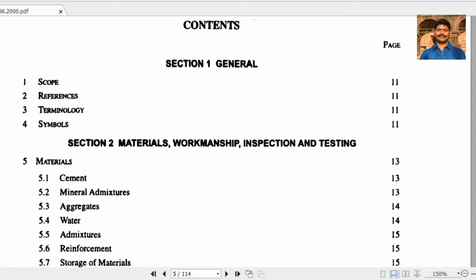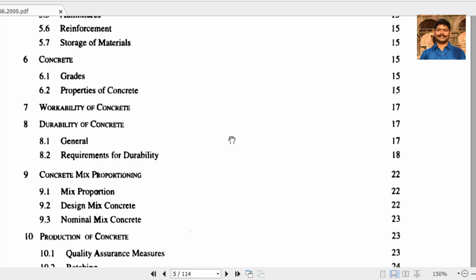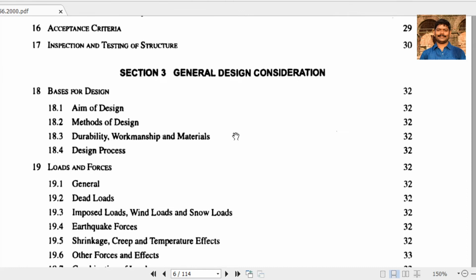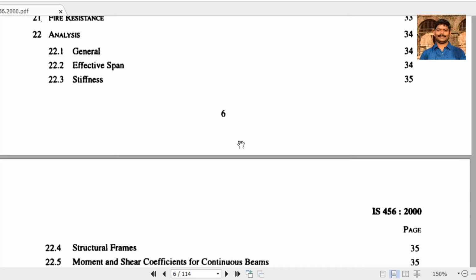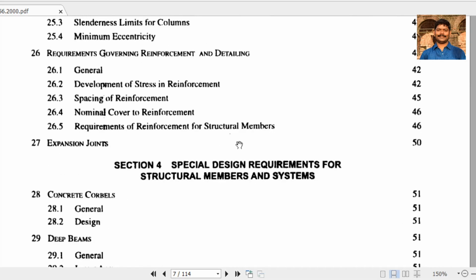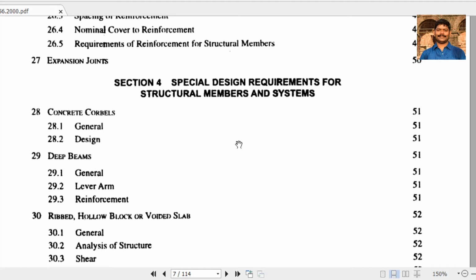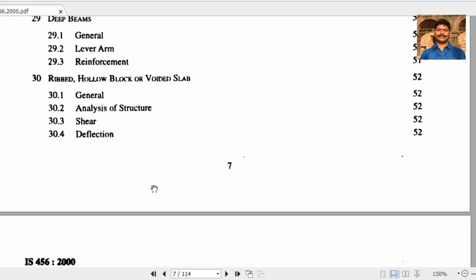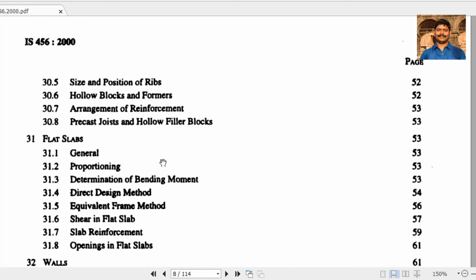IS-456-2000. Last lecture, we discussed the overview of IS-456-2000. There we have seen that Section 1 deals with the symbols, Section 2 deals with the materials and workmanship, Section 3 deals with the various design considerations, and Section 4 is basically for advanced special design requirements. You can see the advanced portion because deep beam, hollow section, flat slab, that you can say is in advanced reinforced concrete design.